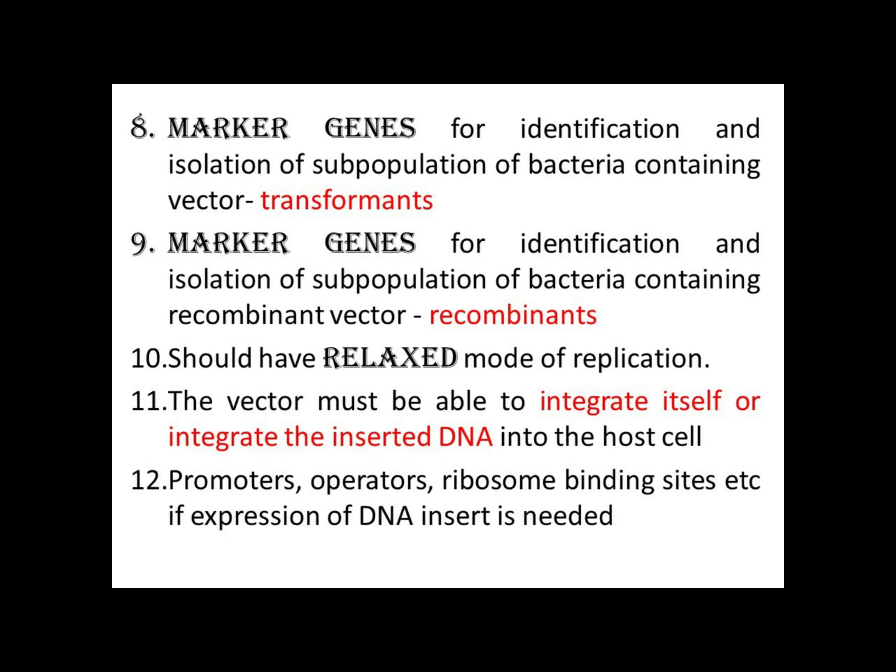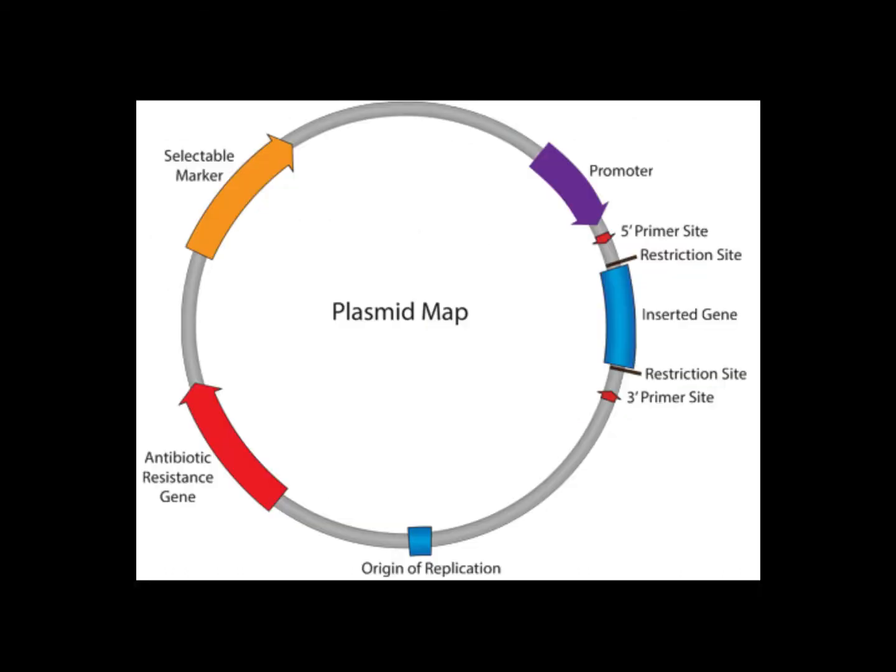But our aim is that the host cell should have the foreign gene inside it, which is integrated with the vector, and the foreign gene should replicate inside the host cell while being within the vector. So only such cells we want. So we want to screen before going to the culture of cells. Otherwise, many of the cells will be non-transformants, many of the cells will be non-recombinants. We want only recombinant cells.